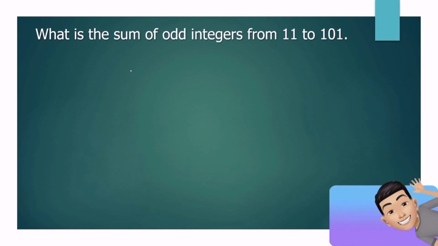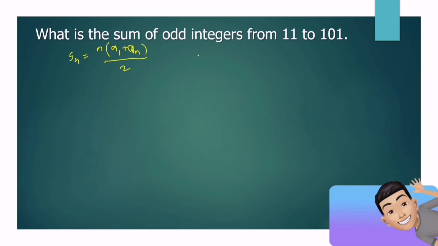And last, at gamitin ulit natin yung S sub n equals to, yung isa naman, no, try natin. Ano yun? N times yung first term plus last term, a sub n over 2.